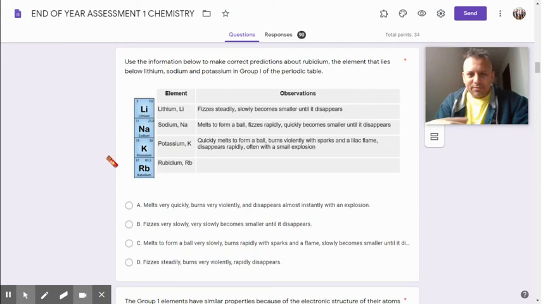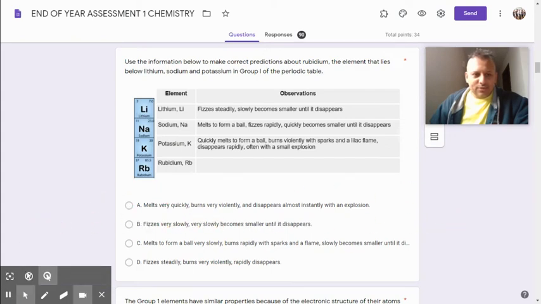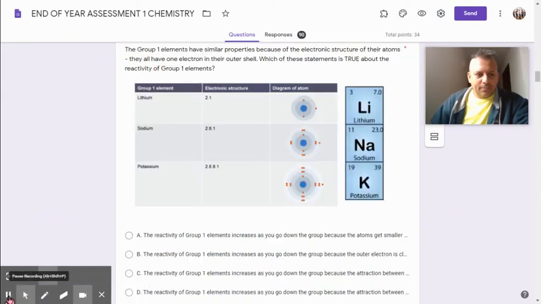That needed to be a little bit more, I dare not say sparky, but a bit more fiery. The color of the flame, you may not know. So that was fine. Disappears rapidly. That needs to disappear almost instantaneously. And I'm looking for a large explosion. So what you needed to do is look through these answers, and the answer that I was looking for was answer A.